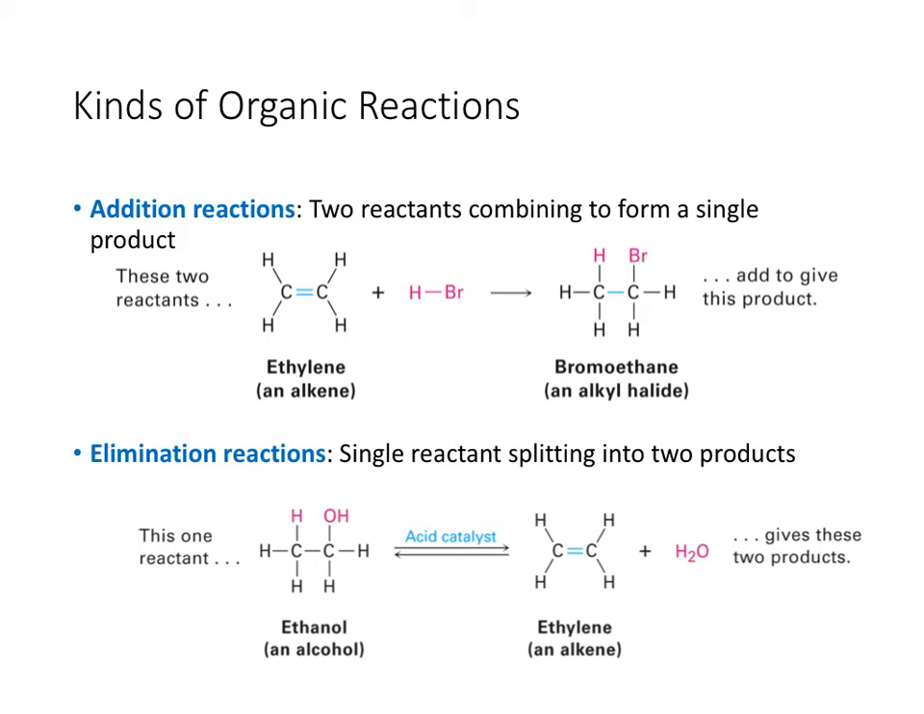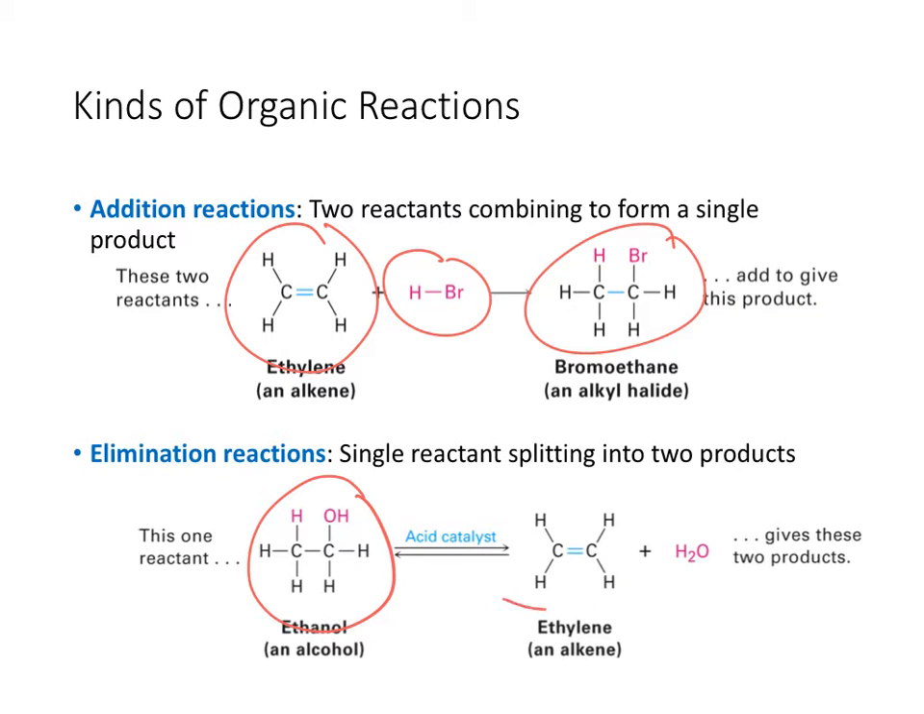The first two are shown here, addition and elimination reactions. In addition reactions, two reactants combine to form a single product. So here we have two reactants and one product. In an elimination reaction, a single reactant splits into two products, so that's the reverse of the addition. So here we have one reactant, and now we have two products.